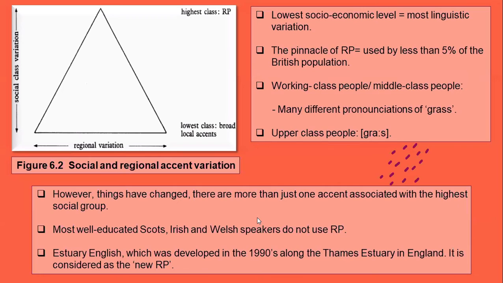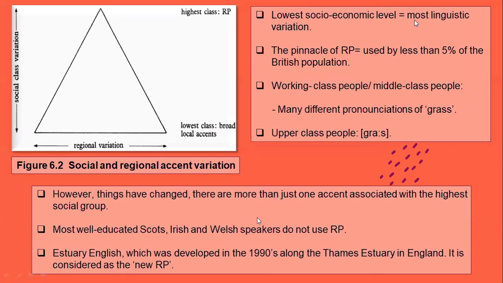Figure 6.2 is the trapezium of social and regional accent variation. The lowest socioeconomic level on the trapezium uses the most linguistic variation. But if you go further up the social ladder, the amount of variation reduces, where RP is used by less than 5% of the British population.